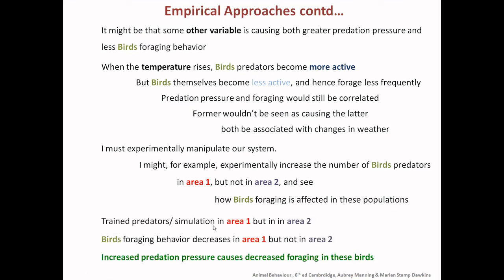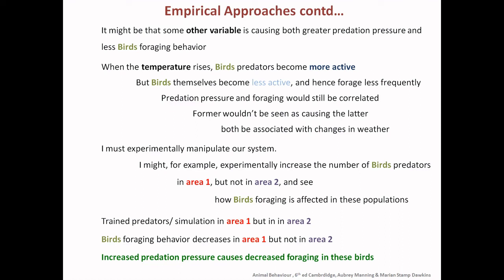The trained predators or a simulation was created in area one to simulate that there are more predators available in that area. But we don't do that in area two. So the birds' foraging behavior decreases in area one. This is the observation, but not in area two. In the beginning, both areas were the same, but we simulated area one as if there is a presence of predators. So this is manipulated. Only one variable is changed, and it seems that in area one there are more predators.